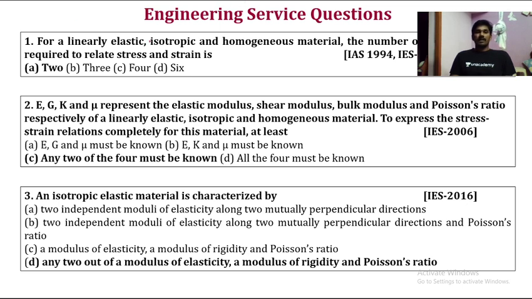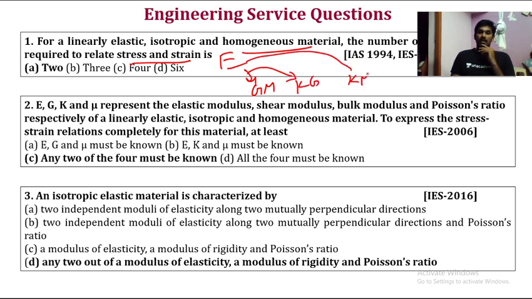The linearly elastic isotropic homogeneous material, number of elastic constants required to relate stress and strain. The relation between stress and strain means Young's modulus. How to find Young's modulus? If you know G and mu, you can find Young's modulus. Or if you know K and G, you can find the Young's modulus. Or if you know K and mu, you can find the Young's modulus. So any two are required to find the stress strain relationship, that means E, Young's modulus.